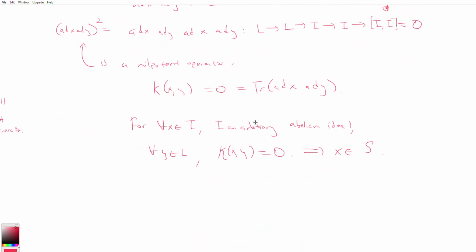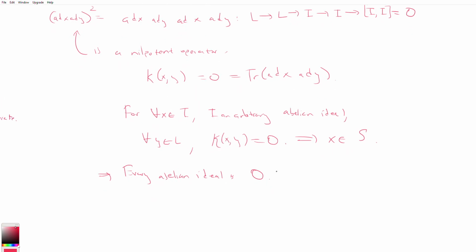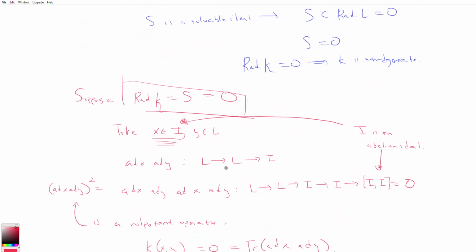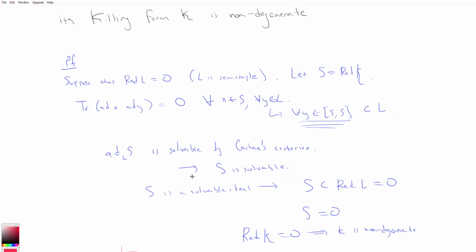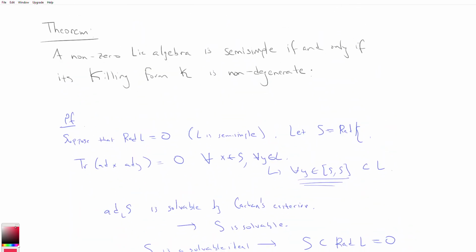So what we have is that every abelian ideal is 0. And so that shows the other direction. This means that L is semi-simple. And so what we see from this actually is that the radical of L is always contained in the radical of kappa. And so we have this is our criterion in particular.